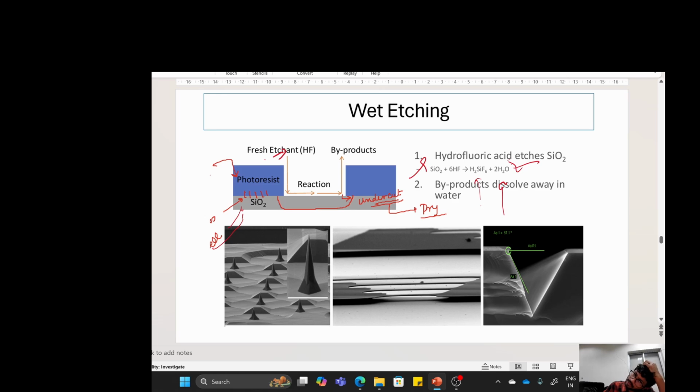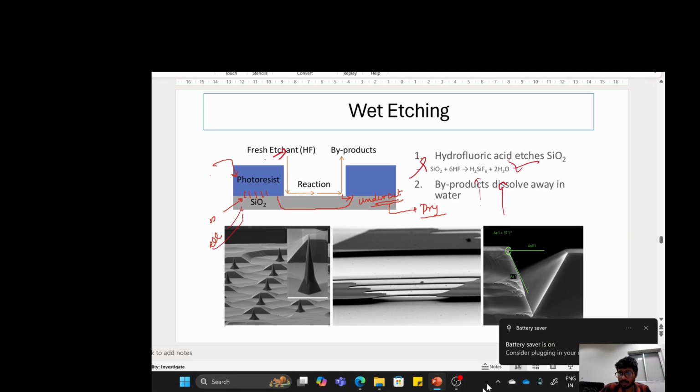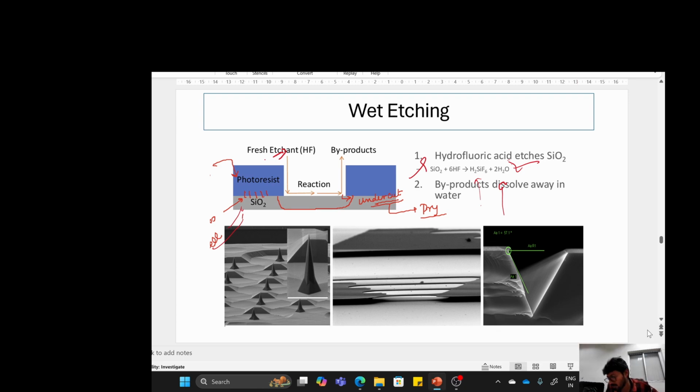Do you have any doubt in this etching? No, it is clear. This etching can be isotropic or anisotropic as well. Isotropic means it will etch in all directions. Anisotropic is directional etching, either lateral or vertical.